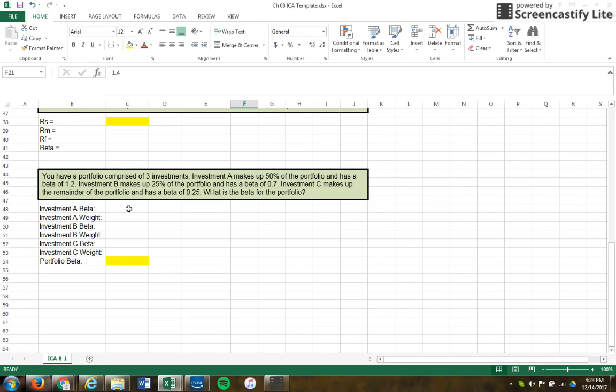So we just need to go through and fill this in, and we'll take a weighted average of each of those. So investment A beta is 1.2, and it's 50% of the portfolio. Investment B has a beta of 0.7, and it is made up of 25%, and investment C has a beta of 0.25, and it also makes up 25% of the portfolio. So in order to calculate our overall portfolio beta, we're just going to take a weighted average, which is simply the beta times the weight of each of these investments. The beta times the weight plus the beta times the weight plus the beta times the weight. That will give us our overall portfolio beta.